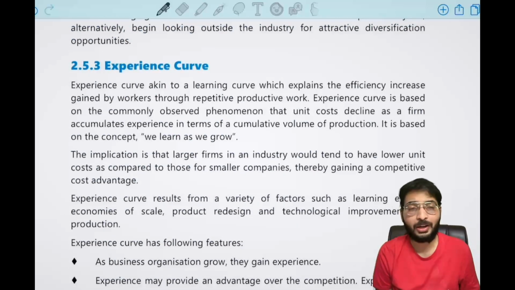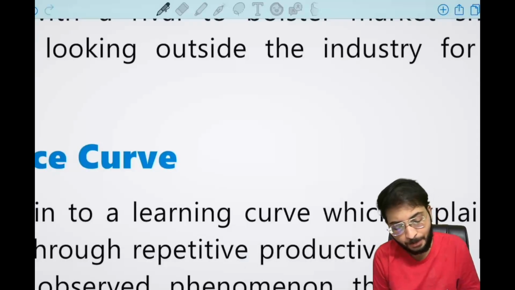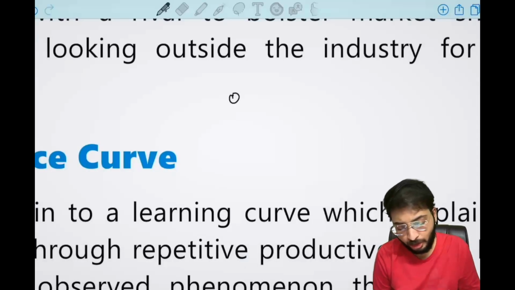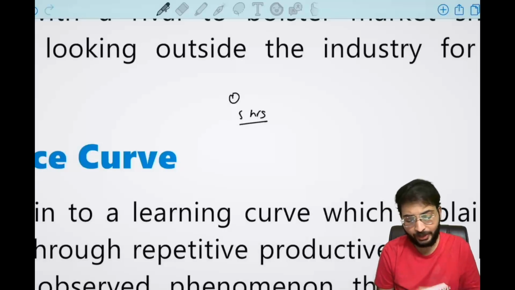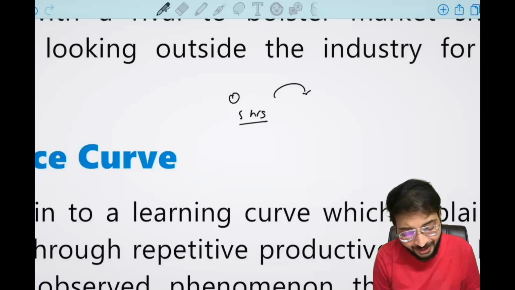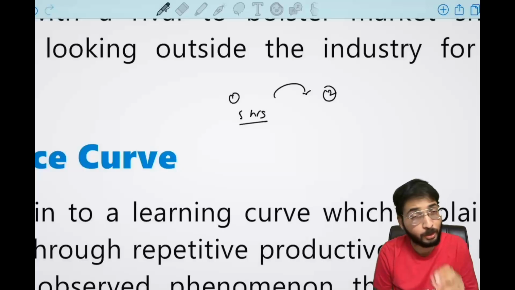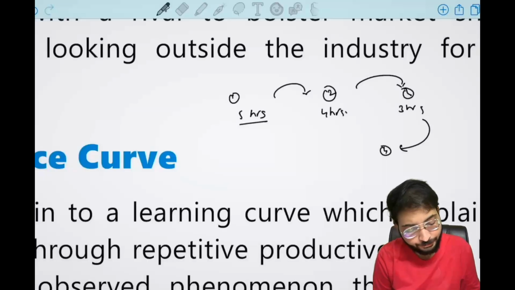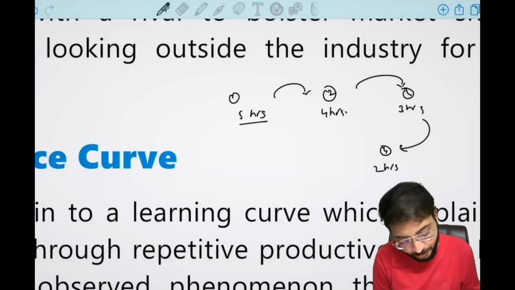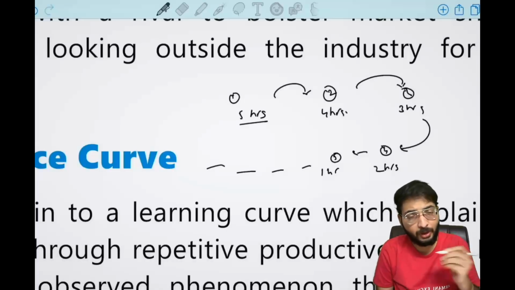Now, next one is called experience curve. See guys, you started with SM revision, chapter number 1. On the first day, you took around 5 hours. You saw the revision video, you did the questions, everything. Now, in the same chapter on day 2, will you take 5 hours again? No, right? Because you got experience, you might take 4 hours. Same chapter day 3, 3 hours. Same chapter day 4, around 2 hours. And after that, you will take 1 hour. And this 1 hour will be constant because 1 hour is the minimum necessary for you to revise chapter number 1.